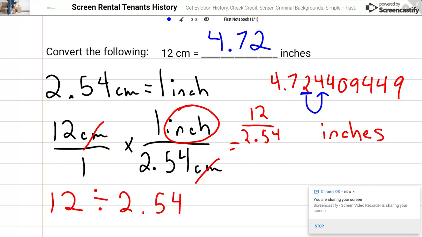So if I took a metric ruler and I measured out 12 centimeters and held it to an inch ruler, it would be approximately, easier for the eye to see, about 4.75 of an inch.